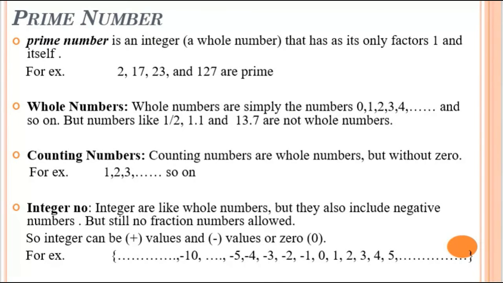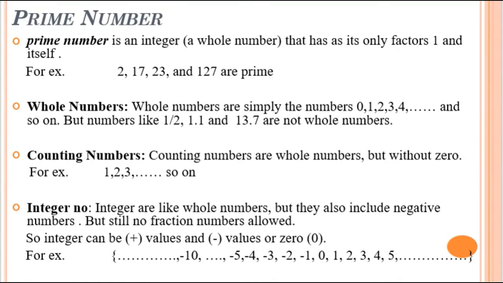Before starting in depth on modular function, we study the number system, or we differentiate different numbers. The first one is the prime number. A prime number is an integer or whole number whose only factors are 1 and itself. It means a prime number is divisible only by 1 or itself. For example, 2, 3, 5, 7, 11, 13, 17, 23 and 127 are all prime numbers.